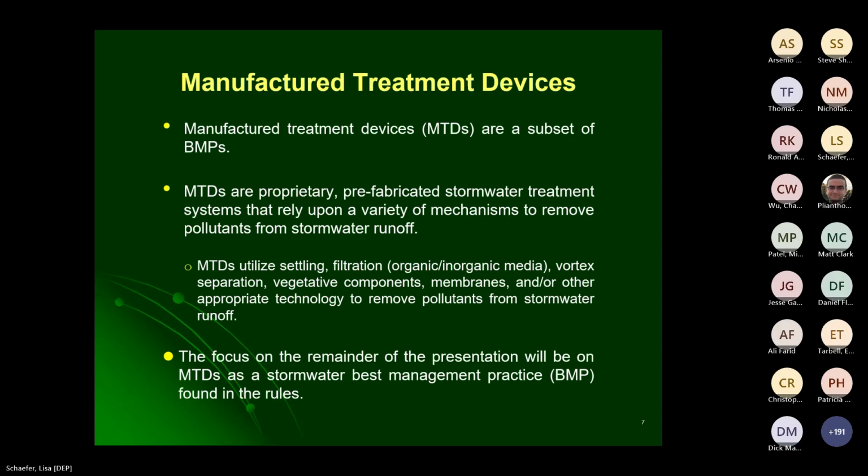Okay, so now we're moving on. Manufactured treatment devices are simply a subset of BMPs. They're proprietary, prefabricated stormwater treatment systems that rely on a variety of mechanisms to remove pollutants from stormwater runoff. And physics is physics, so they can use settling, if you went back to your Stokes law, and filtration through various media, organic and inorganic. We use vortex separation. In some cases, you can use vegetation.